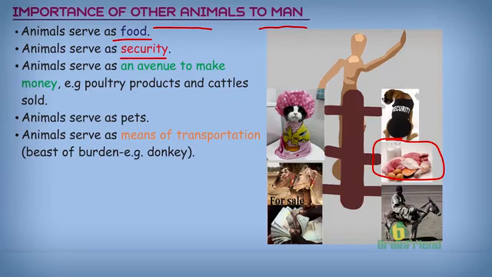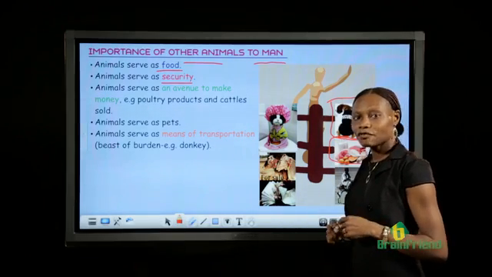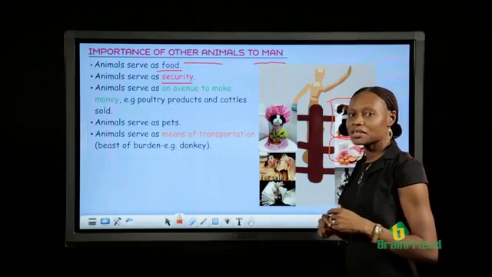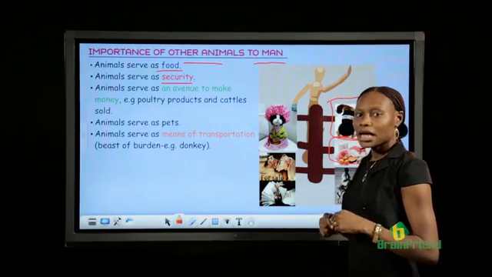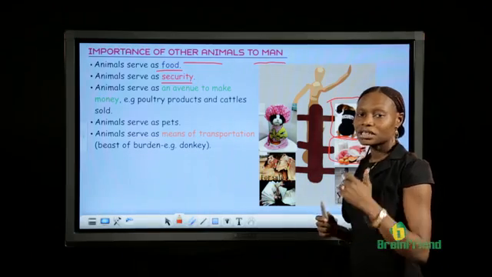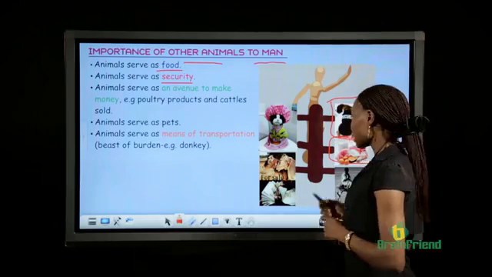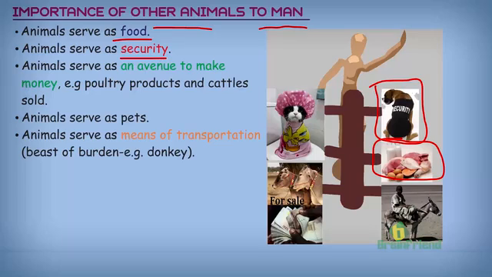Security. For instance, our Mr. Security here, a beautiful dog, he stands in front of the house, even in the middle of the night. And when it notices strange movement, it begins to bark to scare off the person and to draw the attention of its owner. That's one of the uses of animals to man.